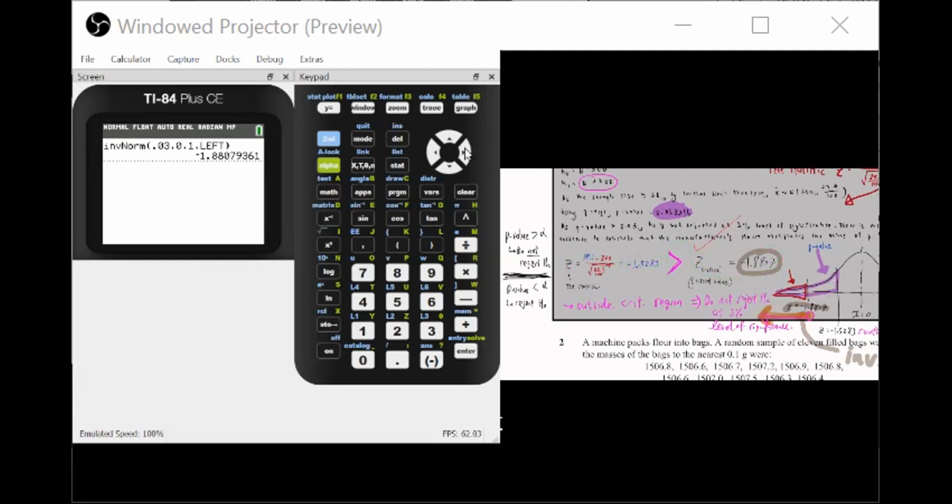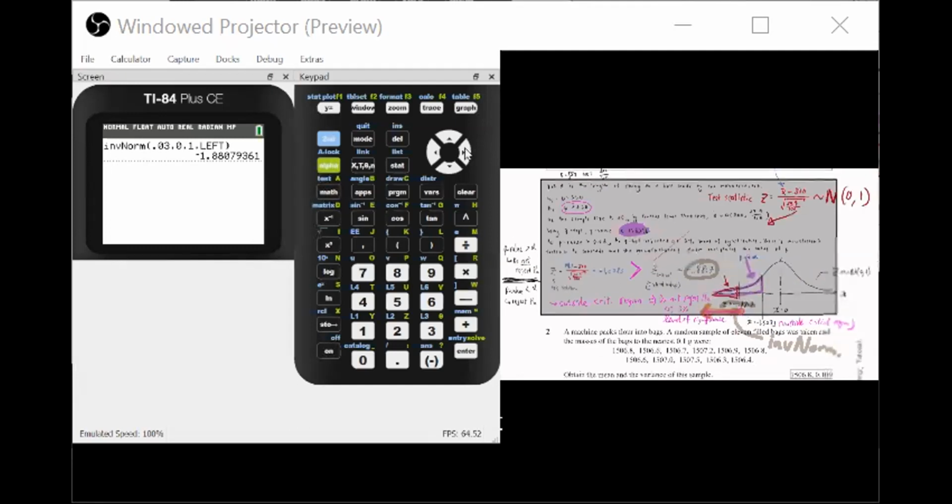Then you have to be careful about the rejecting or not rejecting. If you are within the critical region, then you will reject. More extreme means within critical region. If you're outside the critical region, then you do not reject.